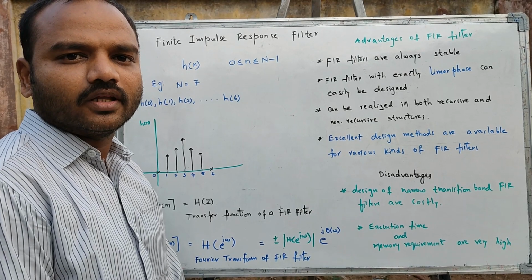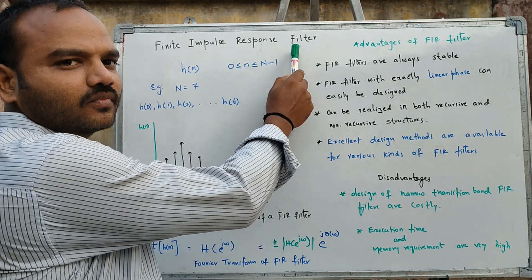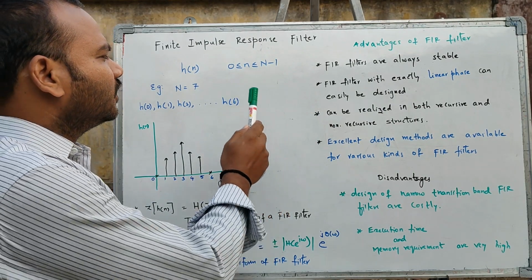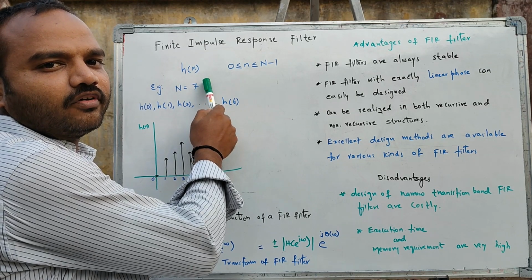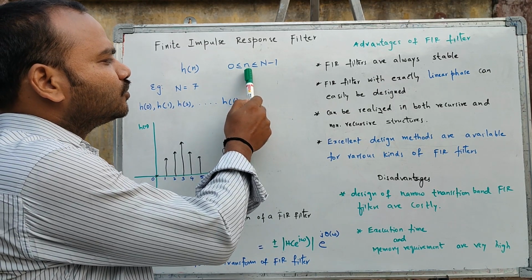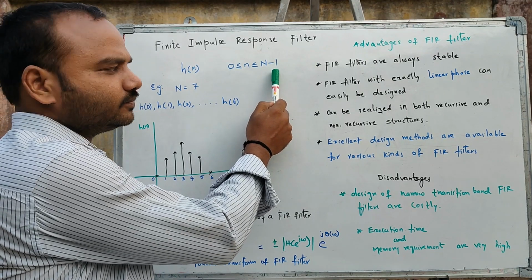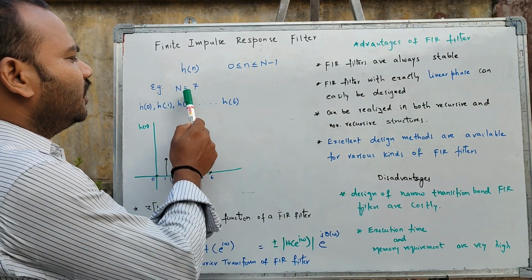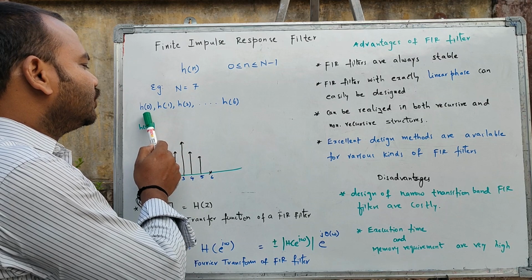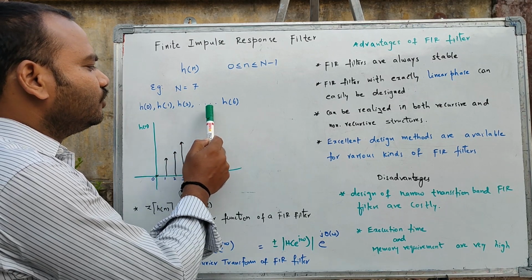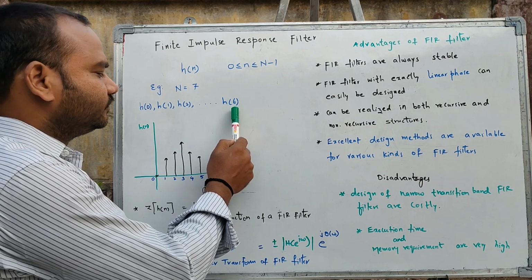In this lecture, I will explain finite impulse response filter, FIR filter. h of n is a finite impulse response filter. Finite means the range of values of n are from 0 to capital N minus 1. For example, if we consider capital N is equal to 7, then h of 0, h of 1, h of 2 up to h of 6 are the filter coefficients.